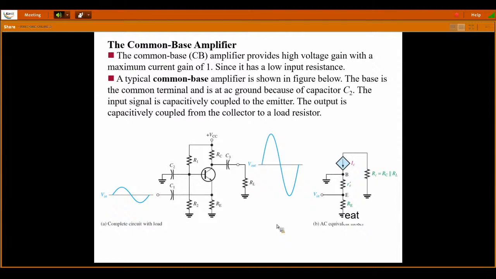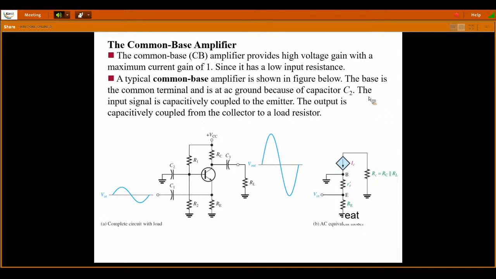Next, common base amplifier. So here we connect the AC signal to the emitter terminal because base is common, and we take the output from the collector terminal. So this is the configuration for the common base amplifier. Base is connected common, and you apply the AC input signal at the emitter terminal and collect your output at the collector terminal.